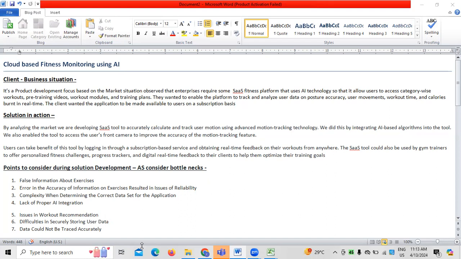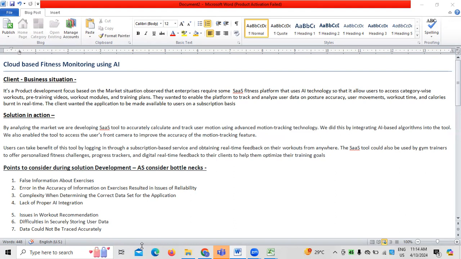At the same time, clients also want an application to be made available to the users on a subscription basis. Based on the subscription they have taken, the kind of services they require and everything will be carried in this. This is what generally the business situation comes into the picture. So the client perspective and the business situation is one thing which we have to focus more on.